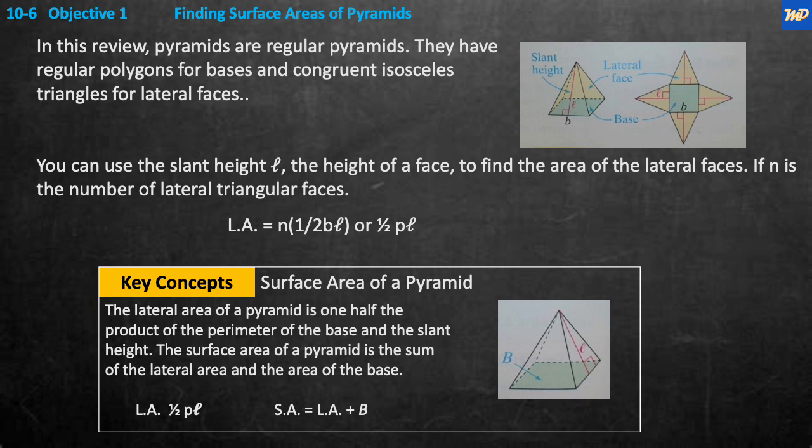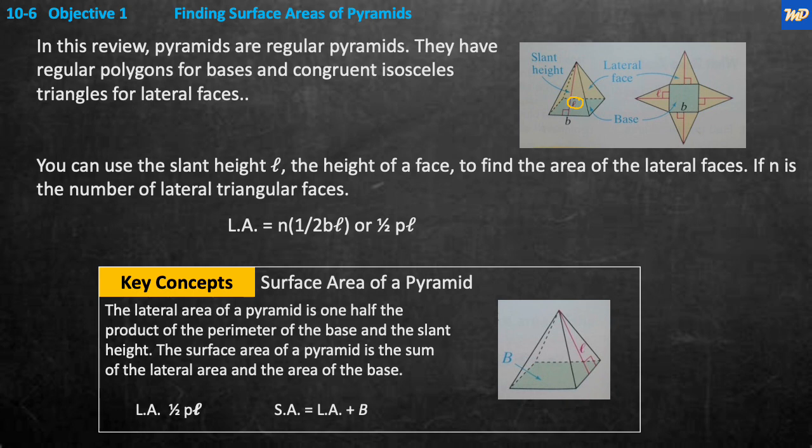You can use the slant height, L. The slant height, that's right here, they're showing it, is the L, the height of the face on the slant, not vertically from the vertex down perpendicular, it's along the face. The height of the face is used to find the area of the lateral faces. If n is the number of lateral triangular faces, LA is equal to n times 1/2 BL, or 1/2 PL, perimeter times L, the height.